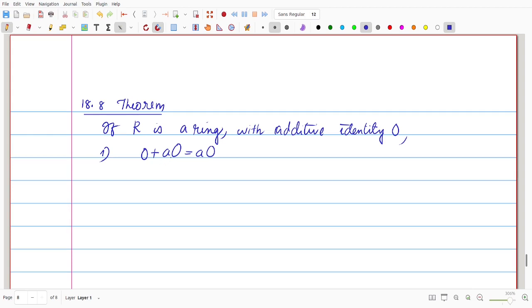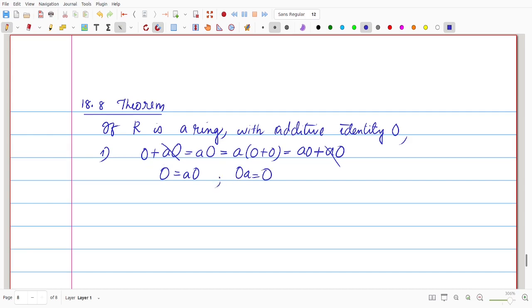Then 0 plus a times 0 is again an element of the ring, so that will give the same thing. But we know that a times 0 can be replaced as a times (0 plus 0), because 0 plus 0 is 0 itself. Using the left distributive law, this is a times 0 plus a times 0. As under addition this is a group, by using the right cancellation law, you will get 0 can be written as a times 0. In a similar fashion, you can prove 0 times a is also 0.